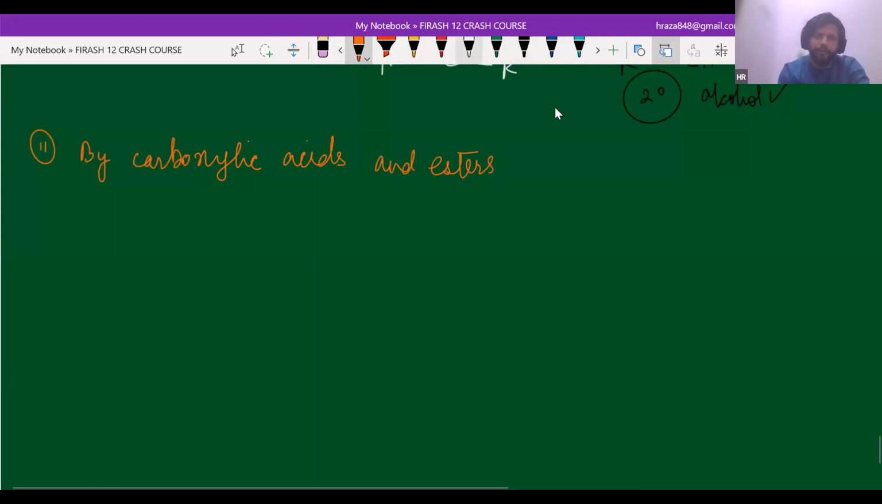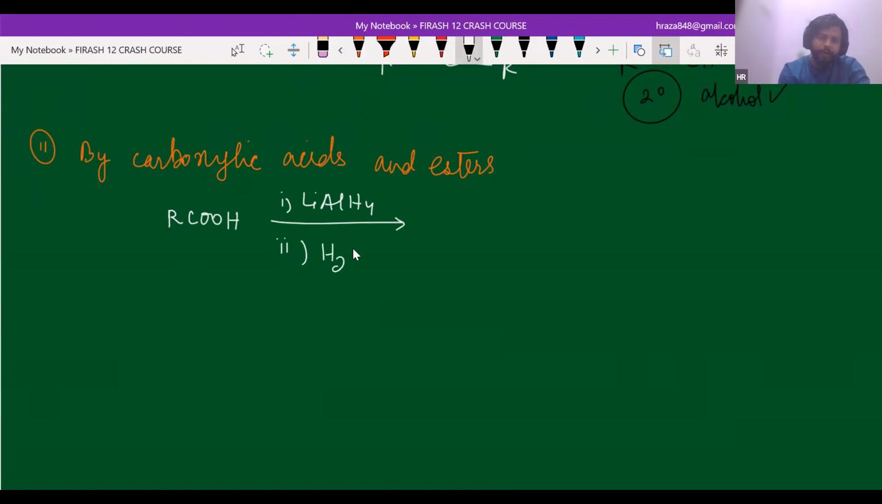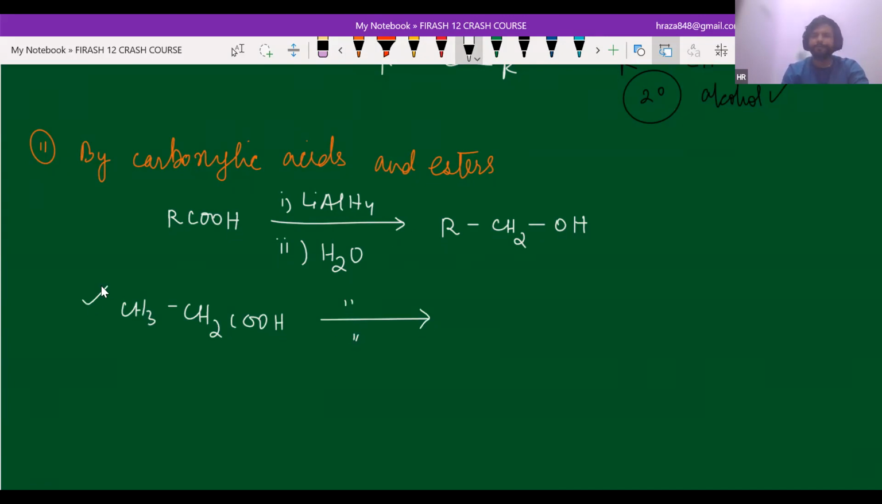It's very easy. I already told you, if you are using a strong reducing agent, like LiAlH4, and then you do hydrolysis, what you will get is very simple, RCH2OH. Reduction will take place. Whatever is the number of carbons here, can you name it? What is the name of this compound?